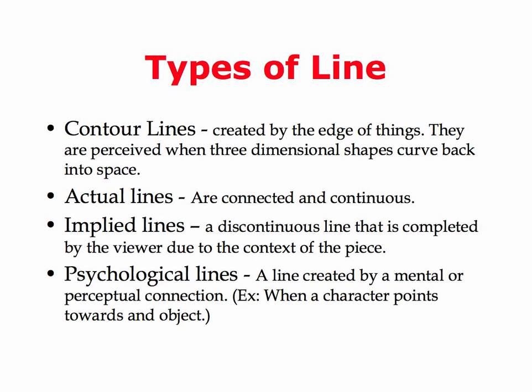Implied lines are a discontinuous line that is completed by the viewer due to the context of the piece. For instance, a dotted line is an implied line. It's not a full, straight, thick line. It's a series of dots that our brain interprets as a line. Psychological lines are lines that aren't really there but are created mentally by our perceptions. For instance, if a character points towards an object in a painting, our brain will follow their finger and their eyes and create a line across the composition.